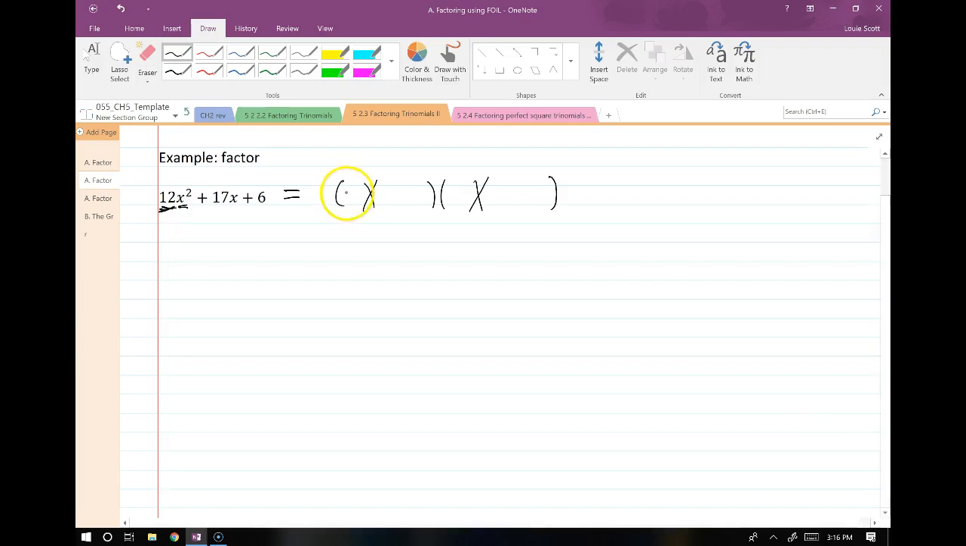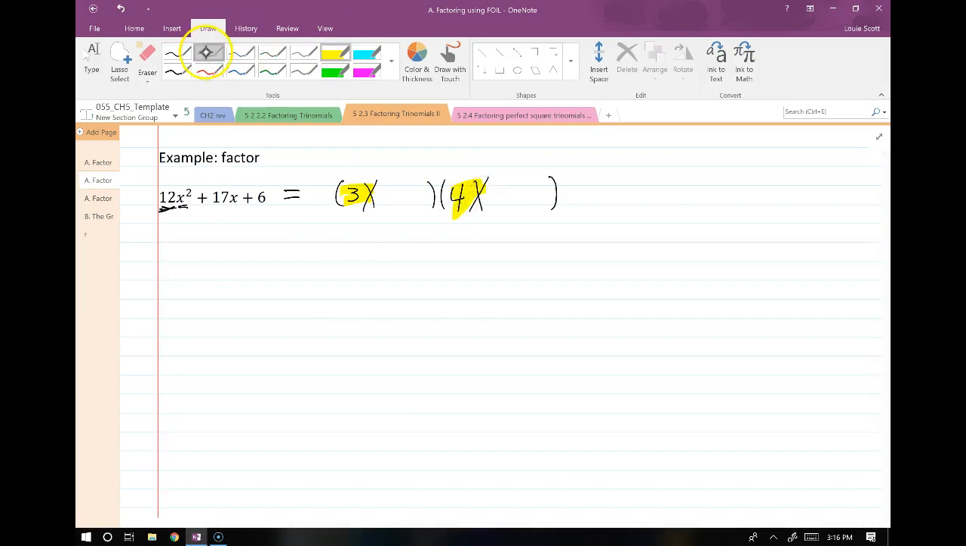I could fill this in as a 12 and a 1, or I could fill it in as a 3 and a 4, or a 6 and a 2, right? There's a ton of different things that I could fill this in with. And it could take forever to factor something like this. Not forever. I'm being dramatic. It could take a half an hour.